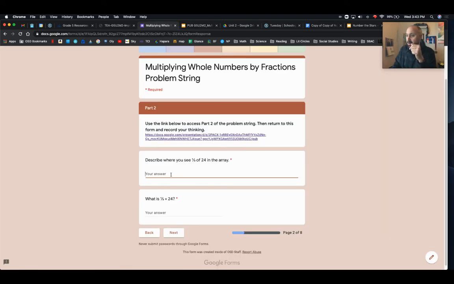So when I go back, describe where you see a third of 24. I see 1/3 of 24 on the... how can we say that? The left third, let's say. I don't know. That's a tricky question. Then we ask, okay, what is a third of 24?